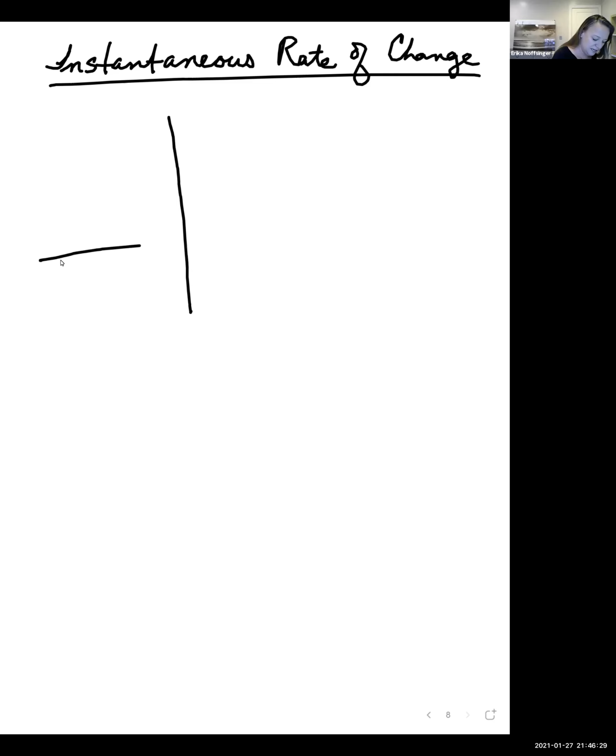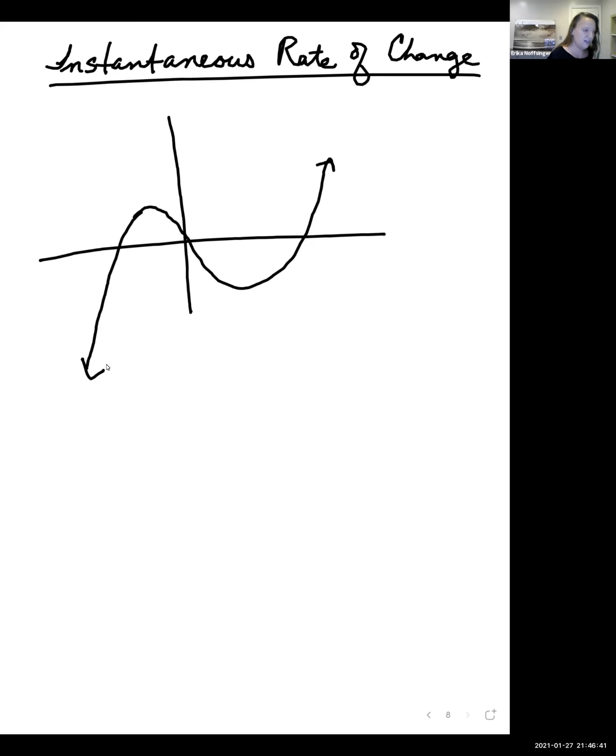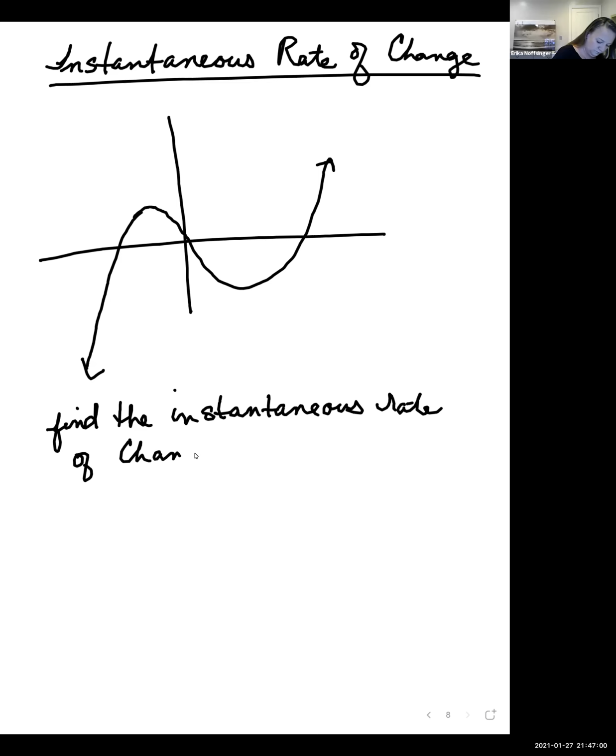First, I'm just going to give you kind of the background with it. So let's say we have this function. It kind of looks like a cubic. And let's say we wanted to find the instantaneous rate of change at x equals a. Let me just arbitrarily choose where x equals a is going to be. Okay, so that means I want to find that slope, what's this rate of change right here on this graph.